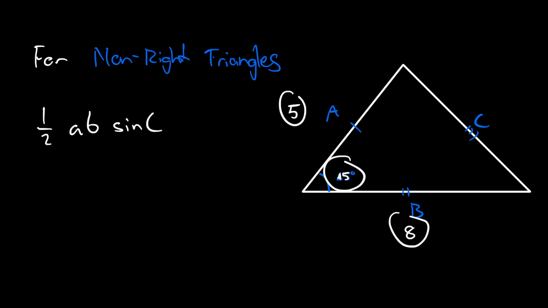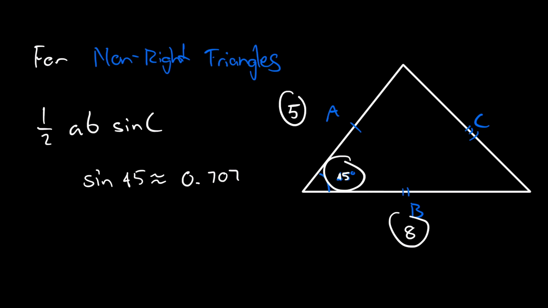The next step in using this formula involves calculating the sine of angle C. Using a scientific calculator or a trigonometric table to find the sine value of an angle, we can determine that the sine of 45 is approximately 0.707.